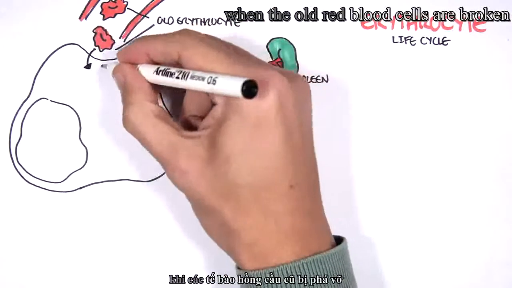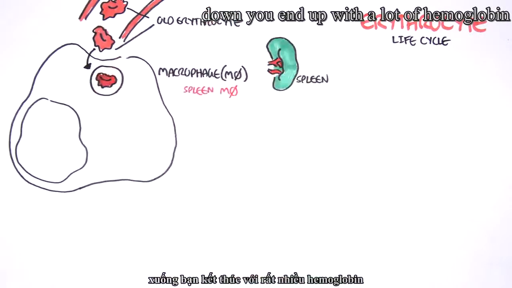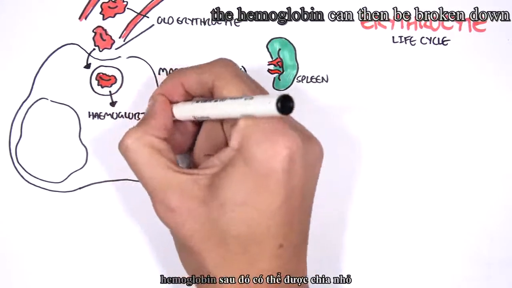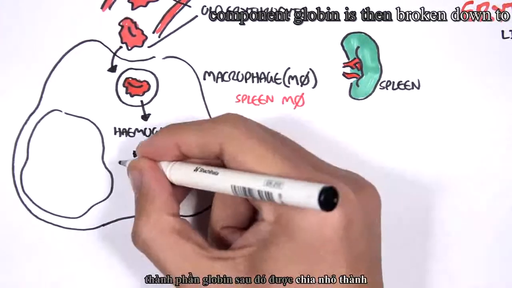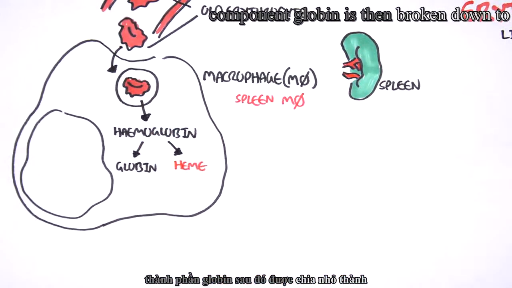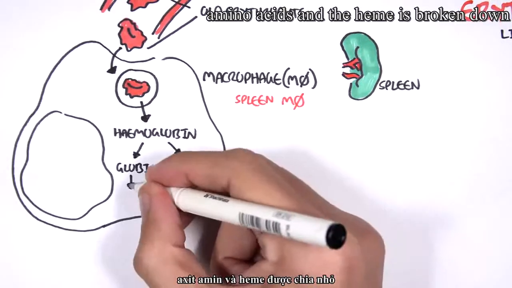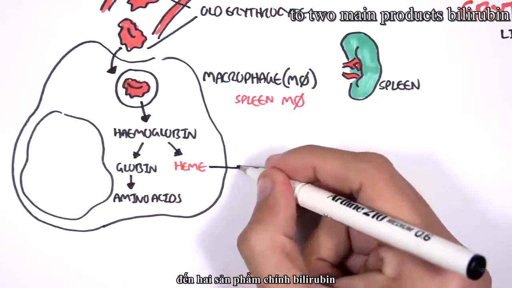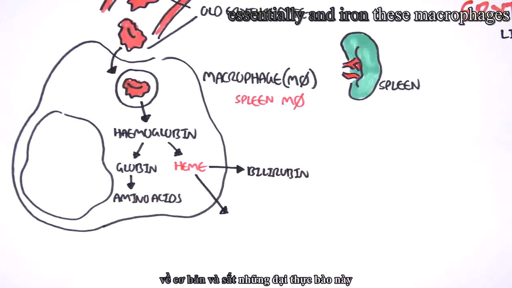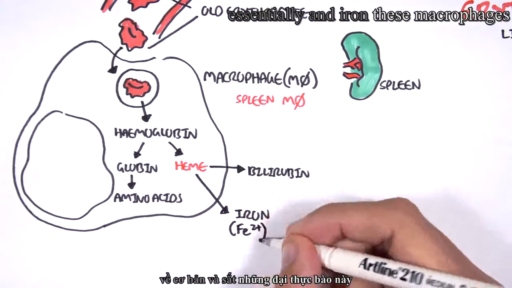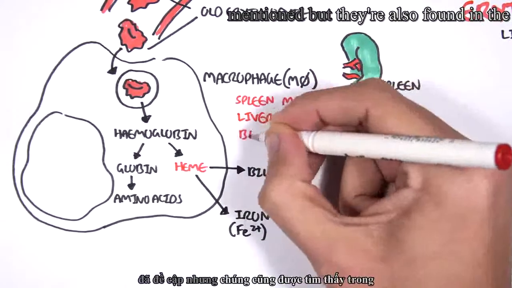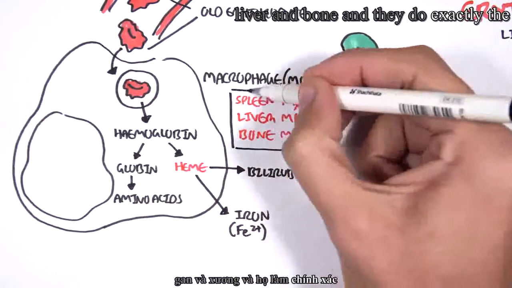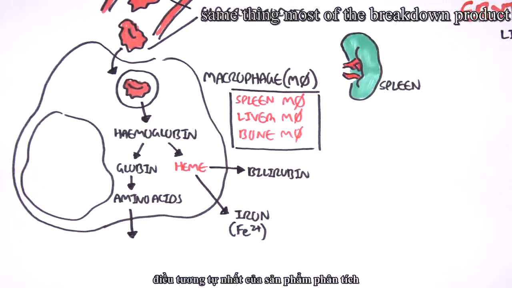And so when the old red blood cells are broken down, you end up with a lot of hemoglobin. The hemoglobin can then be broken down further into globin and its heme component. Globin is then broken down to amino acids, and the heme is broken down to 2 main products: bilirubin, essentially, and iron. These macrophages are not only found in the spleen, as I mentioned, but they're also found in the liver and bone, and they do exactly the same thing.